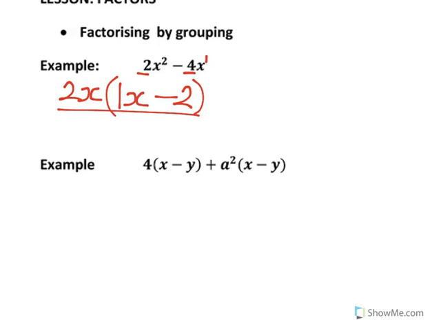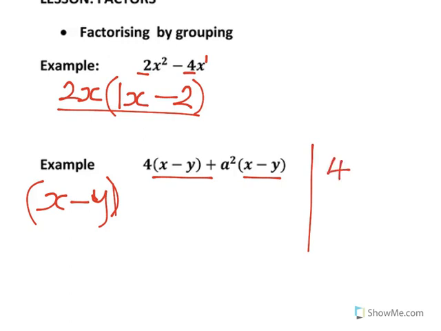The next is an example again of factorizing by grouping. If you look at this particular example, you can see that x minus y and x minus y are common on both sides. Hence, if you take out x minus y, what are you going to remain with? Just have a look. If you take out x minus y, now 4. In other words, this is what you're doing in actual fact.